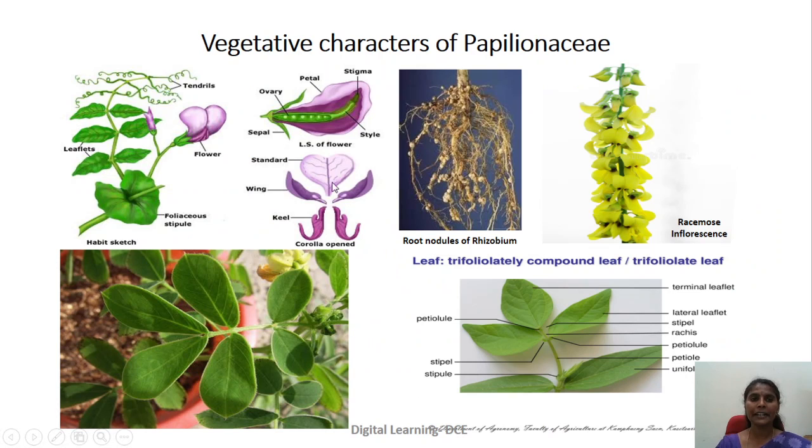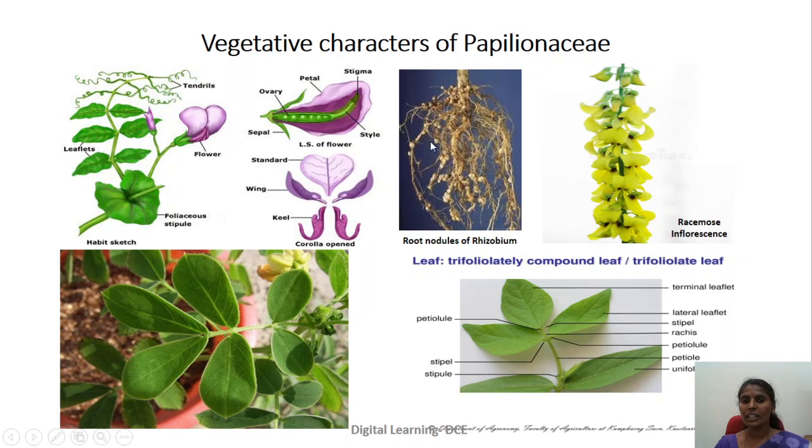In this slide, we can observe the habit sketch of a plant where the stem is herbaceous and provided with opposite leaves, and here we can observe the tendrils which help in climbing and support. The flowers of this subfamily are zygomorphic in nature, that means they are irregular with a single standard petal, two winged petals and two keel petals.